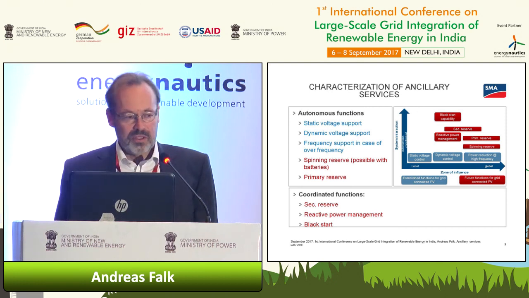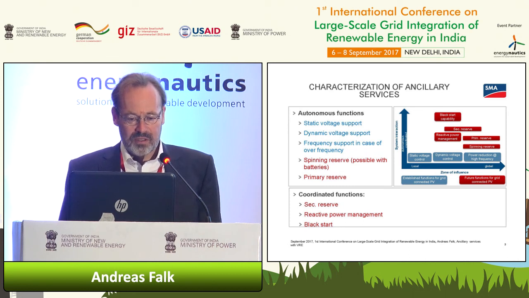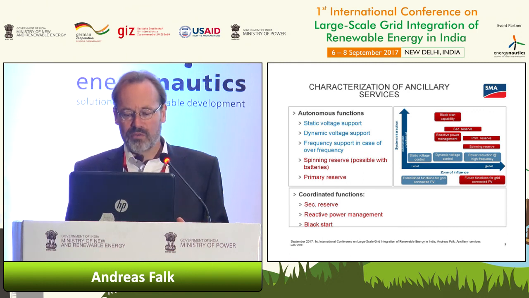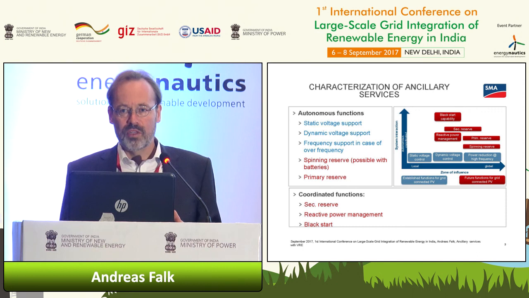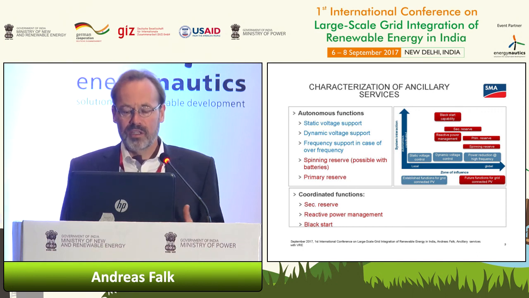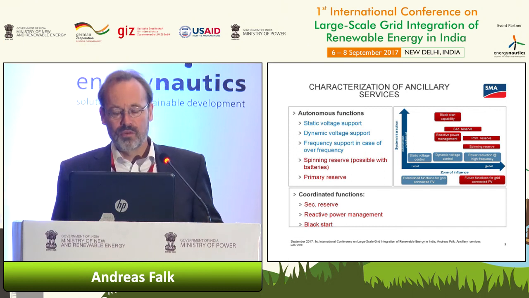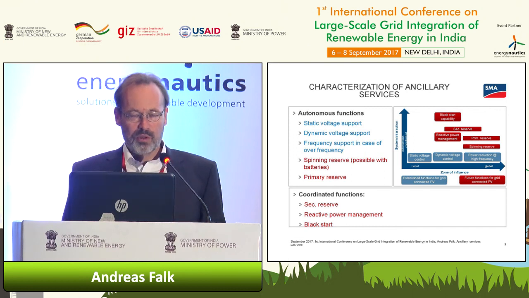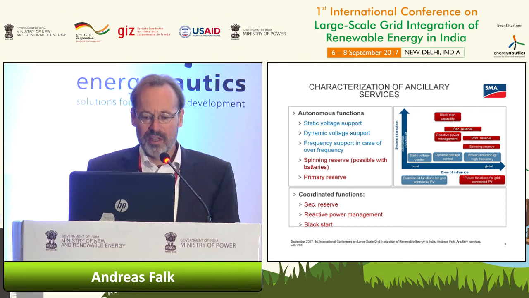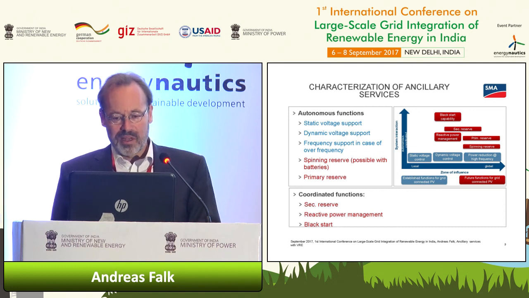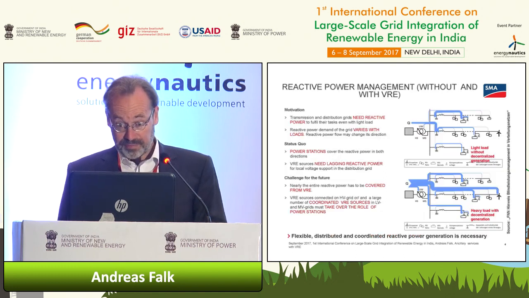And then you have the coordinated functions, so the secondary reserve, reactive power management. That means that the reactive power of many single units is coordinated. For example, many single units in the distribution net influence the reactive power flow in the transmission grid, and that has to be coordinated. That is a future function necessary. And of course, black start with renewables.